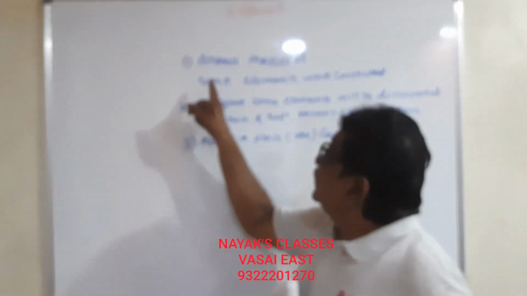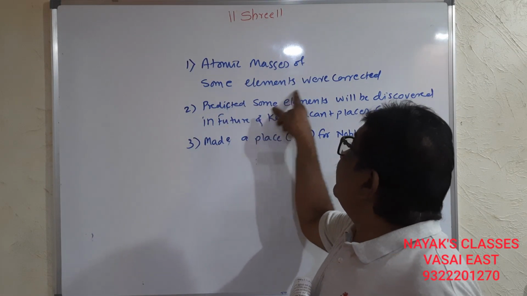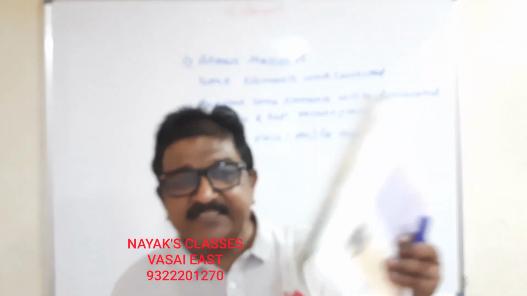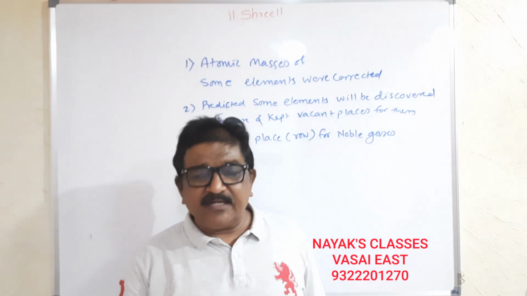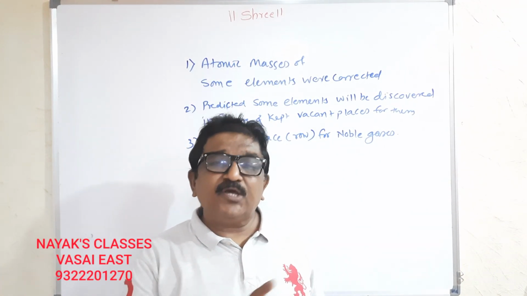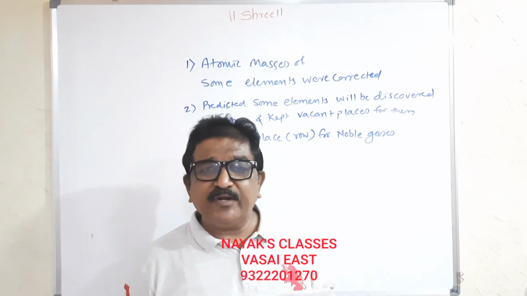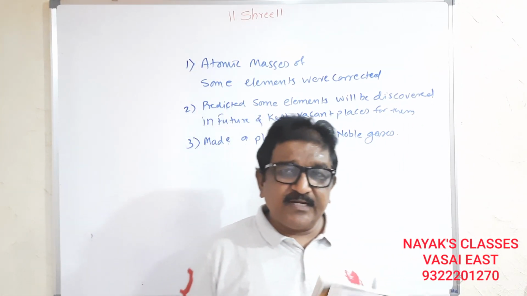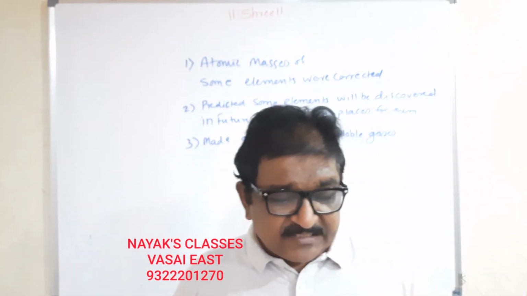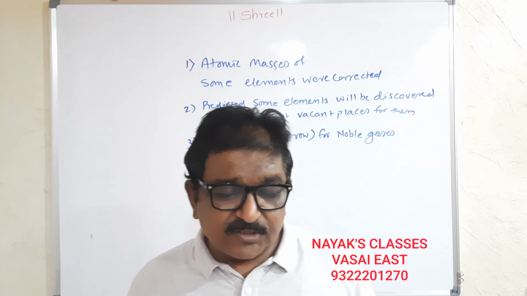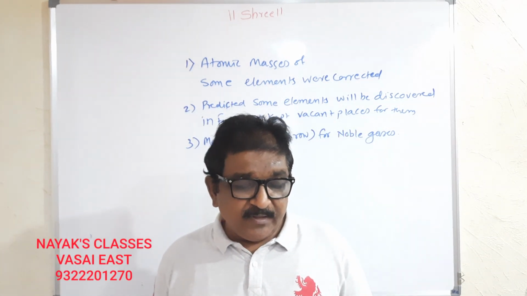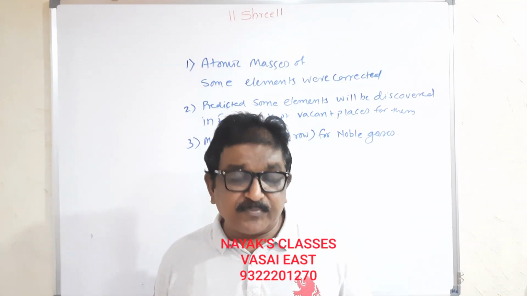First is that atomic masses of some elements were corrected. Previously, the atomic masses of some elements were taken as, say, X, so they were changed to Y. How? Because of the place of that element in Mendeleev's periodic table. Atomic masses of some elements were revised so as to give them a proper place in the periodic table in accordance with their properties.